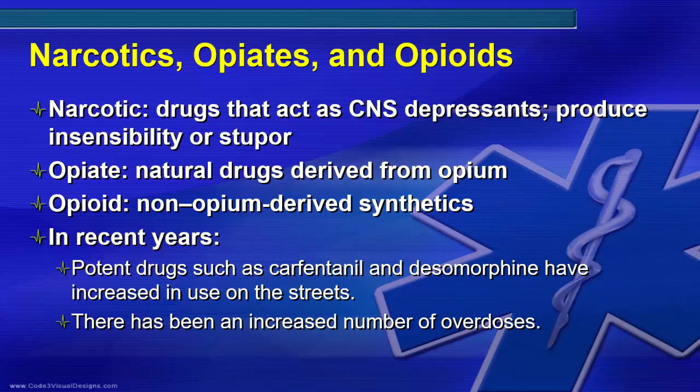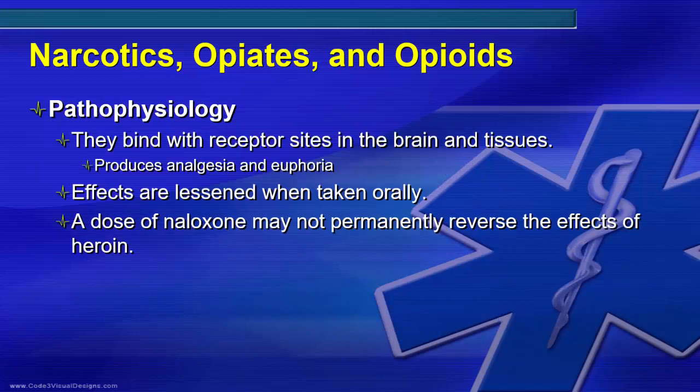Always ask whether naloxone has been administered by family members, bystanders, or other responders. Rapid recognition of opioid overdose followed by appropriate treatment is critical. Always want to manage airway, watch for airway. So they bind with receptor sites in the brain and tissues. Three main opioid receptor sites: the delta, the kappa, and the mu. These receptor sites can produce analgesia and euphoric sensations.